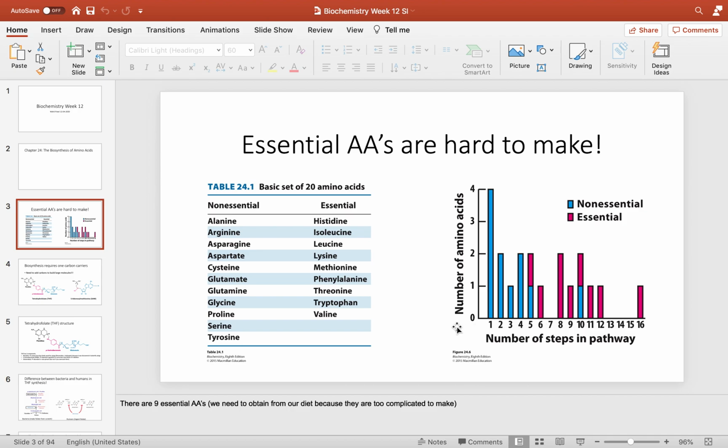That's just way too much work. So we'd much rather just get them through ingestion. And we see that this makes sense because these amino acids with weird structures like tryptophan or phenylalanine, methionine, these really weird structures that would be hard to make synthetically are our essential amino acids.